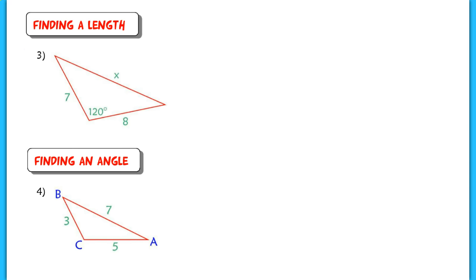So I want to find the length of x, so I'm going to write x squared. So x squared, remember that's kind of like your A or your B or your C term, and that is equal to the sum of the other two sides squared, so 7 squared and 8 squared, minus 2 times the product of 7 and 8, those other two sides, times the cosine of the angle that is opposite the side you're trying to solve for. So cosine of 120 degrees.